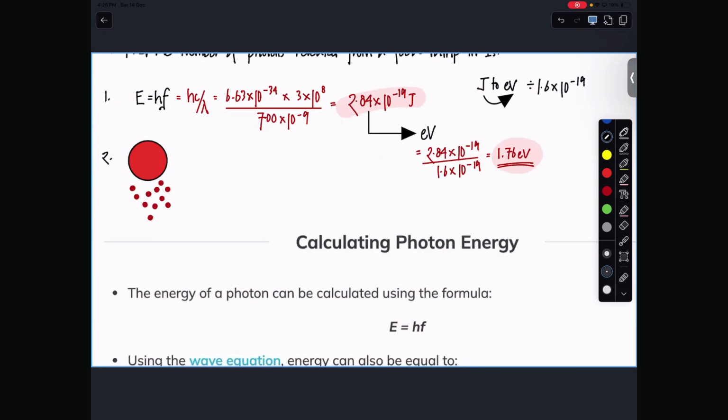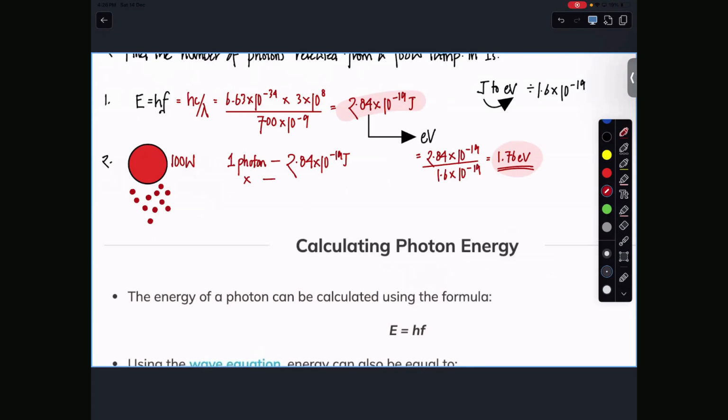Yeah. So it's a 100-watt lamp, right? What does that mean? Every second, how much energy does it provide you? 100 joules. So if one photon of red light is capable of giving you 2.84 into 10 to the power minus 19 joules, how many photons will give you the energy that eventually comes out? 100, right? So therefore, this lamp will give you, it's going to be a very large number, 3.52 into 10 to the power 20 photons.